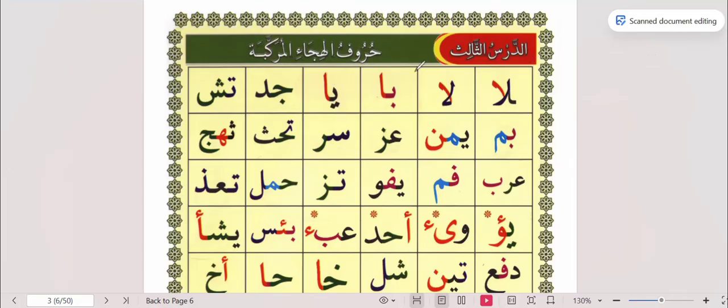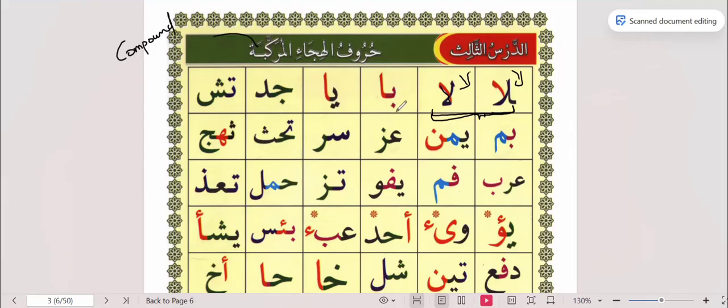Lesson three: the compound letters. Murakkaba itself means the compound letters, or more than one letter. So if you can see, this is not alif, this is lam, lam, alif, lam, alif. This black letter is again lam, and this is alif. So these are the two forms of the same letter or same word, lam, alif.